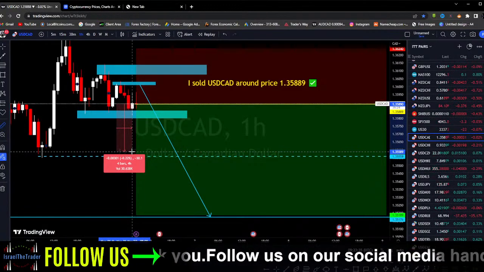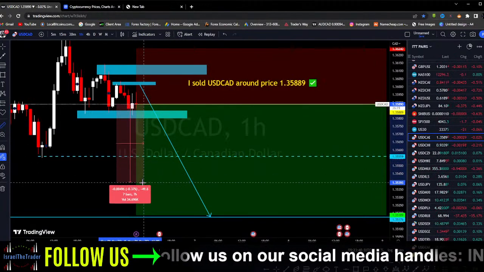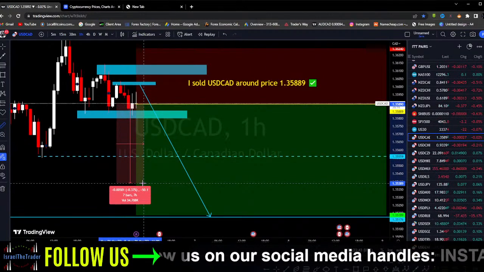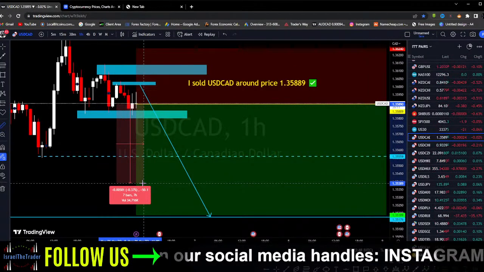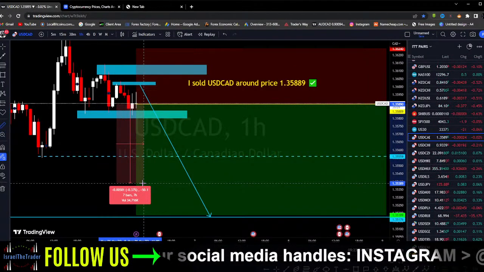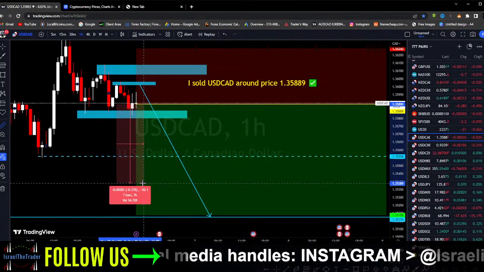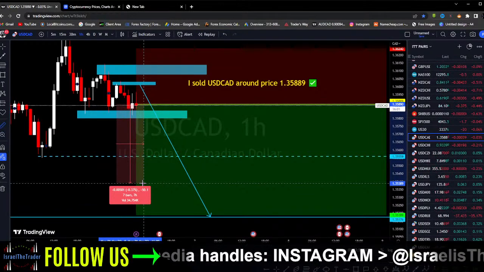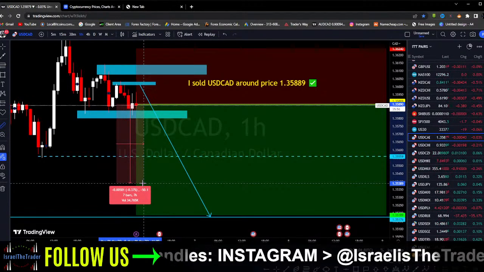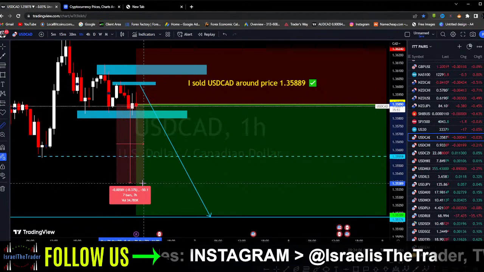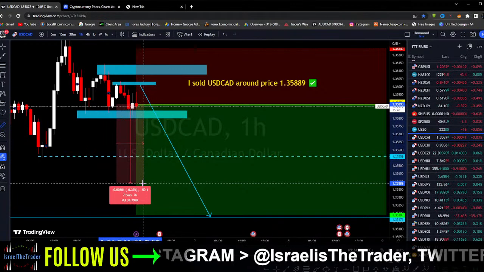And that's that. The second take profit is going to be 1.35389. All right, so the final take profit, which is for 70 pips, is around price 1.35189, and it is 70 pips.